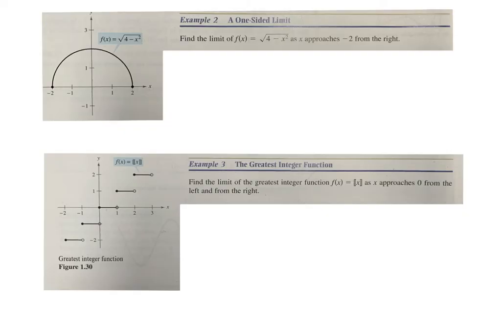Okay, so let's look at these pictures. Look at these examples. The first one they give us is the square root function. All right, so let's look at the square root function. We'll just delete him for just a second. It says it wants, as it approaches negative 2, from the right. So we're going to take it from the right, and we're approaching negative 2. Everybody see that?